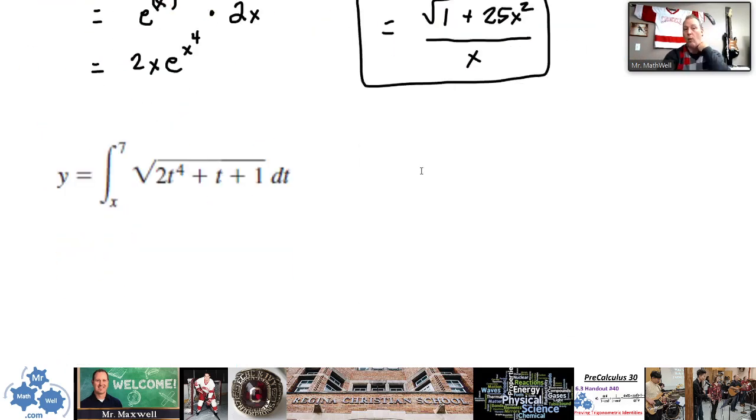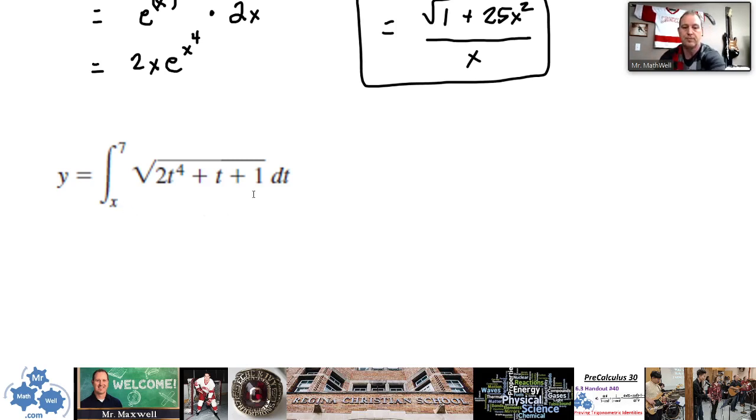Now, one thing that's going to be a little tricky is this one. Do you notice what's different about this type of question? Very similar. Do you notice what's very different? What's different is we have the constant on top as the upper limit of integration and the variable on the bottom.